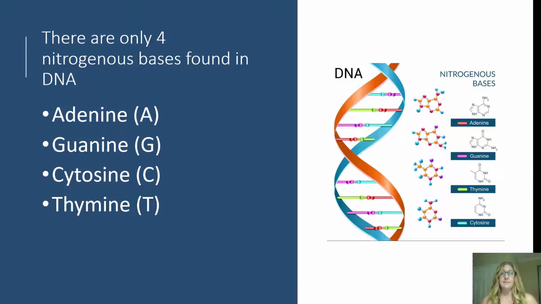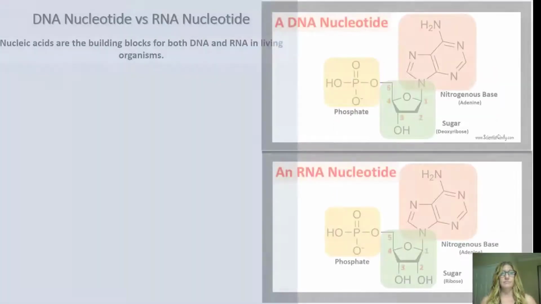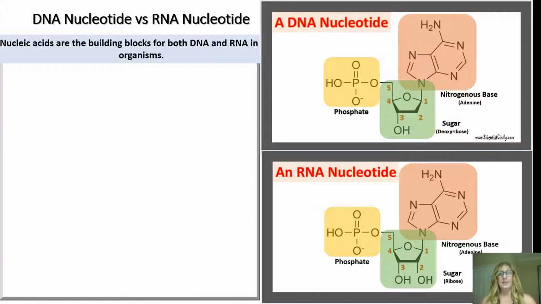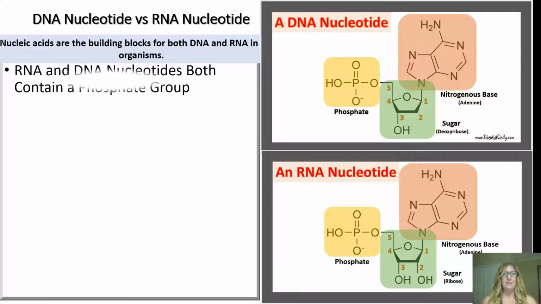The nitrogenous bases that are found in DNA include just these 4: adenine, guanine, cytosine, and thymine. When we discuss nucleotides, nucleotides come in 2 different forms. We have DNA nucleotides, and we also have RNA nucleotides. So nucleic acids are the building blocks for both of our DNA and RNA molecules in the body. And not just ours, but bacteria too.